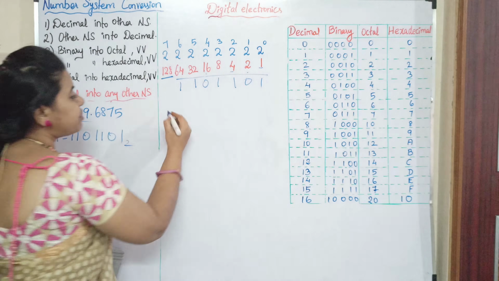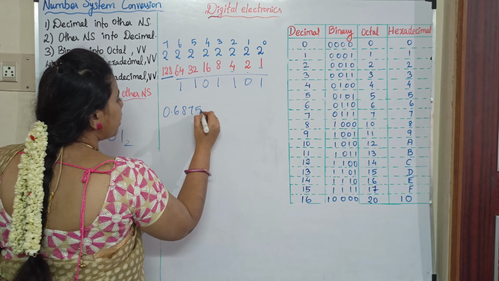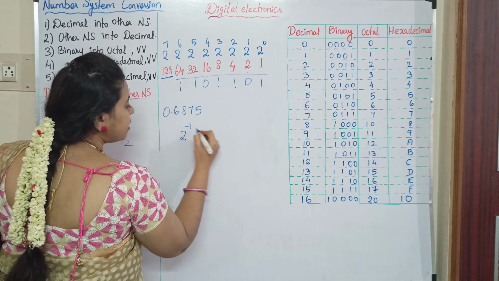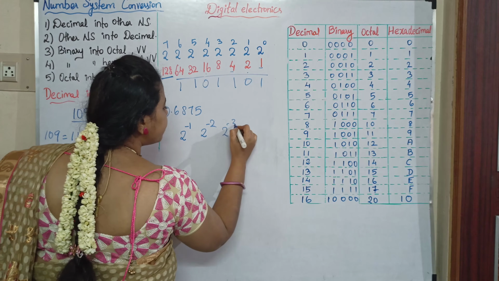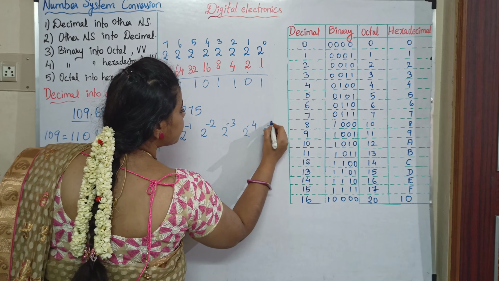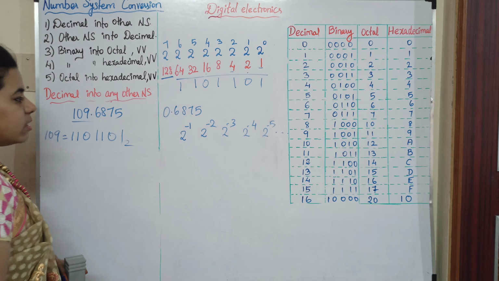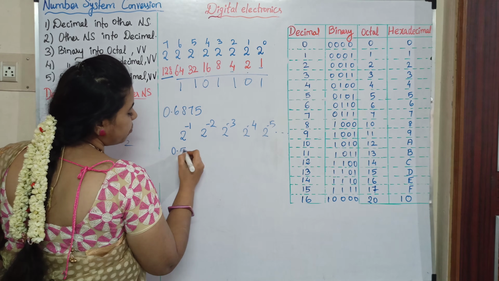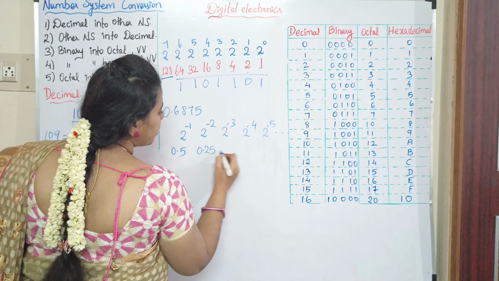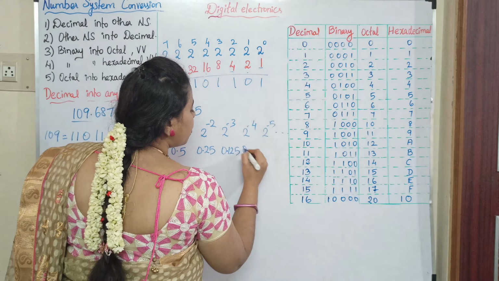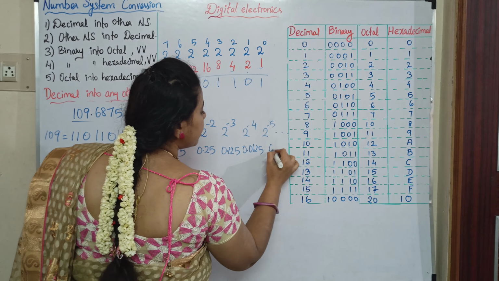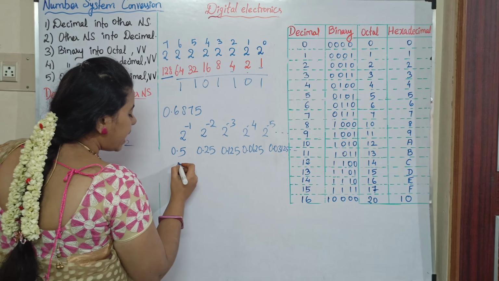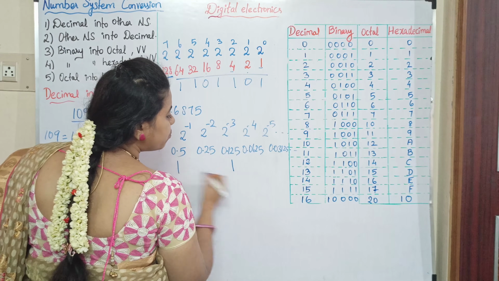Okay. Next, for the fraction 0.6875, you have to write the powers like this: 2 to the power minus 1, 2 to the power minus 2, 2 to the power minus 3, 2 to the power minus 4, 2 to the power minus 5, and so on. What is the value of 2 to the power minus 1? That is 0.5, and 0.25, 0.125, 0.0625, and here 0.03125, and so on.